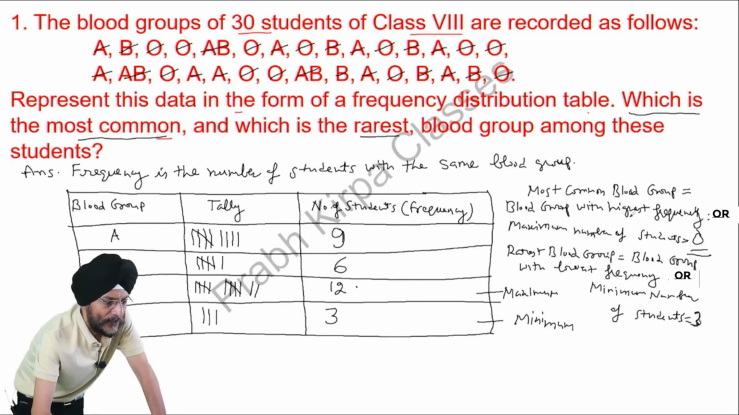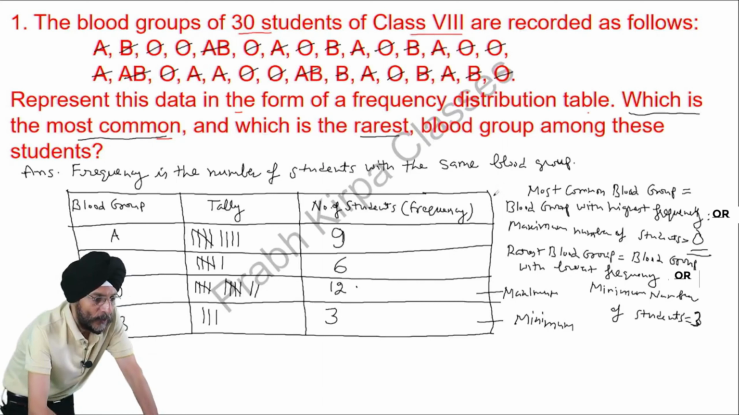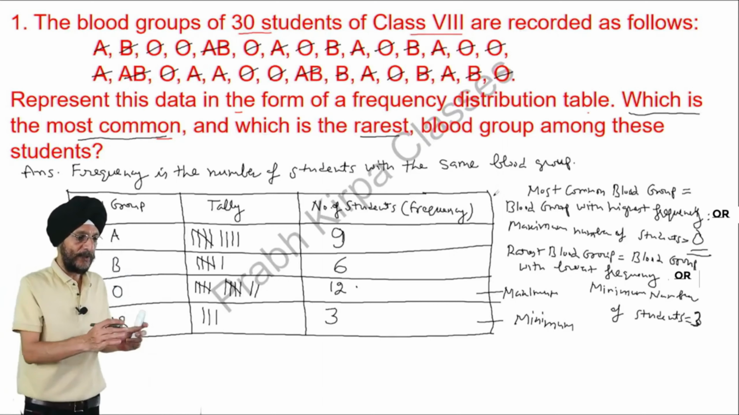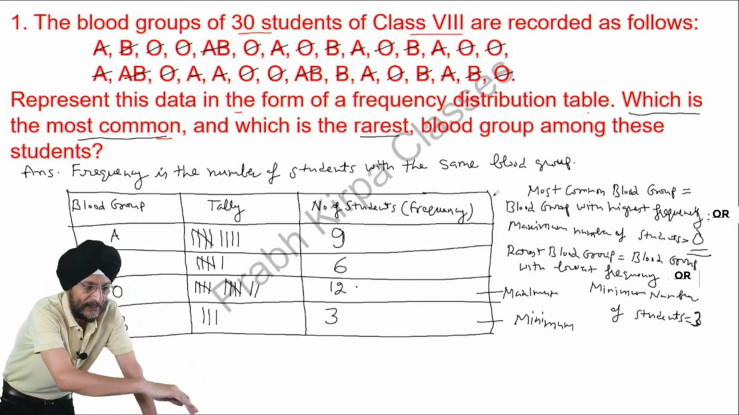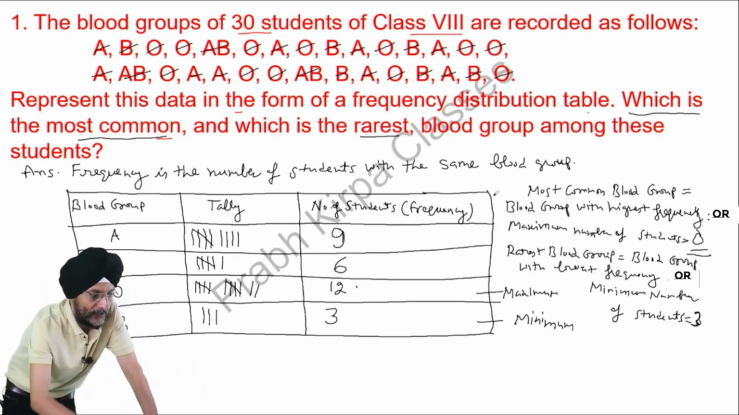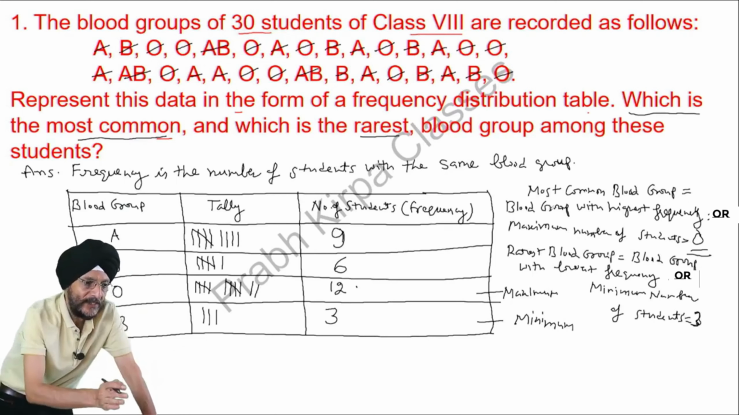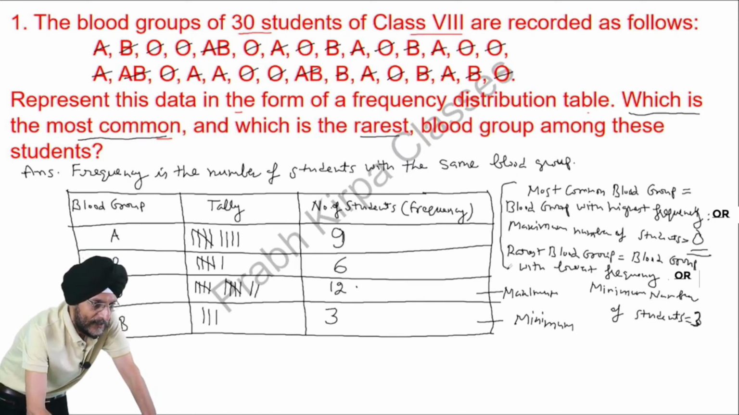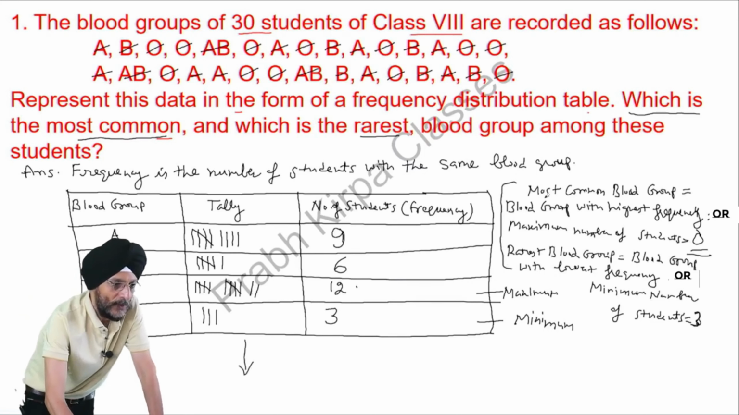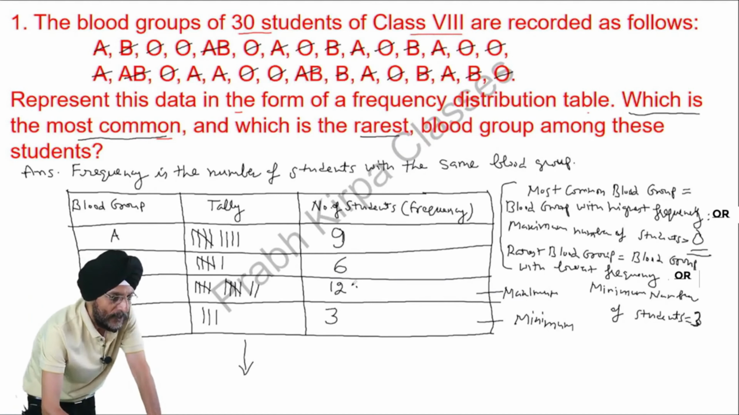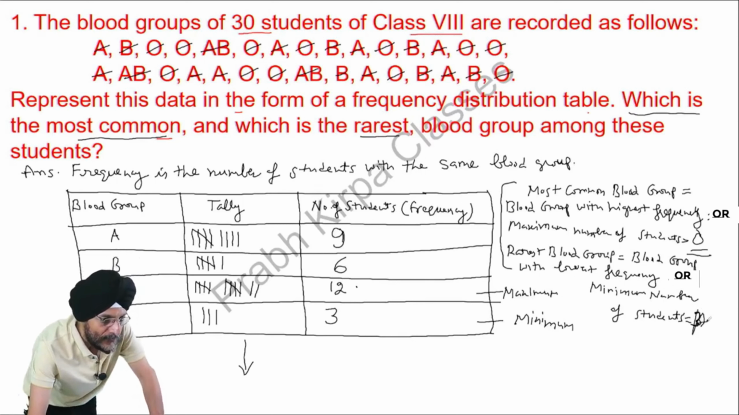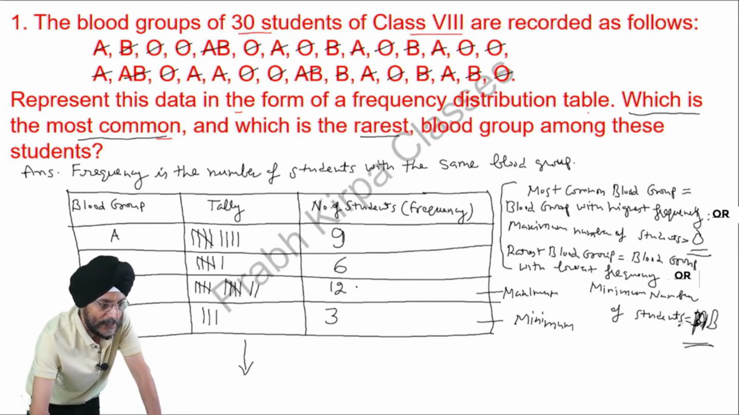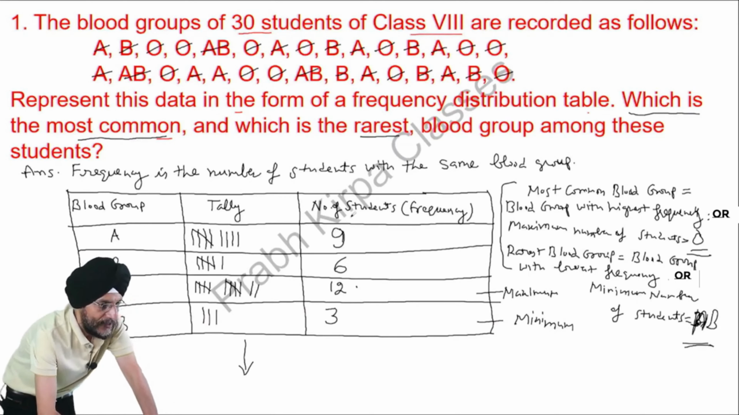3. We have written this here because if we shift to the next slide, we will not be able to see the data which has been shown by us in form of table. So we have written this. When you are writing in the exam, you are to write this below the table. So most common blood group is O, and the rarest blood group is AB. Here we have to write not the number of students but blood group. Rarest blood group has been found is AB, where the number of students are minimum.